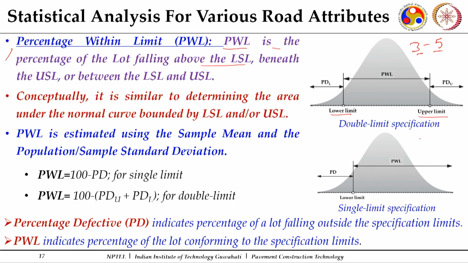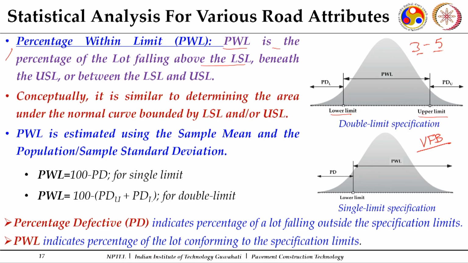In case of bituminous mixes, like we have the voids filled with the bitumen, where we say that the voids filled with the bitumen should be in the range of 65 to 75%. So, there we have both the lower specification limit and the upper specification limit. So, whatever percentage is falling outside of it is the percentage defective, and whatever results lie in this particular one will be your percent within limits. So, percent within limits is the percentage of the lot falling above the lower specification limit and beneath the upper specification limit. So, that is between the lower specification limit and upper specification limit.